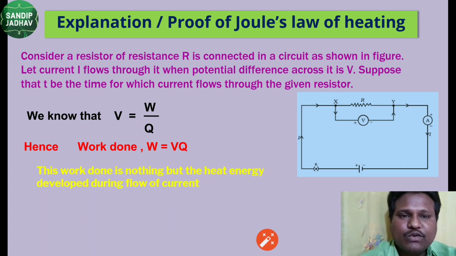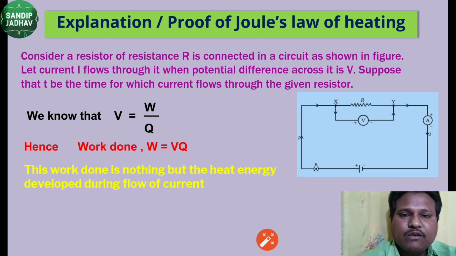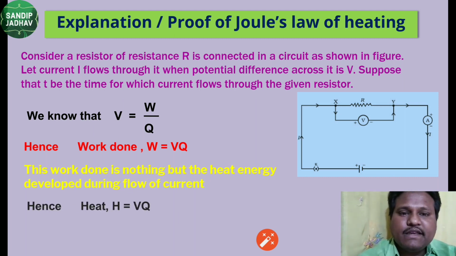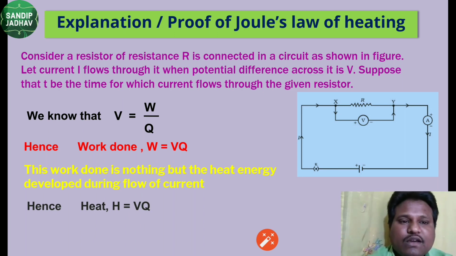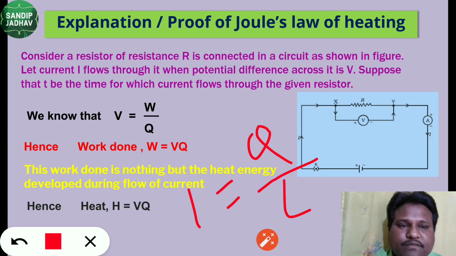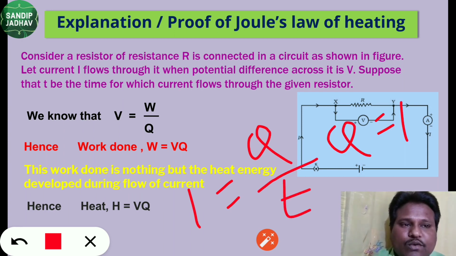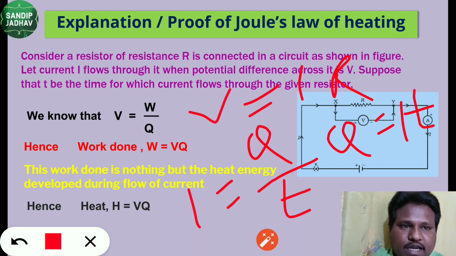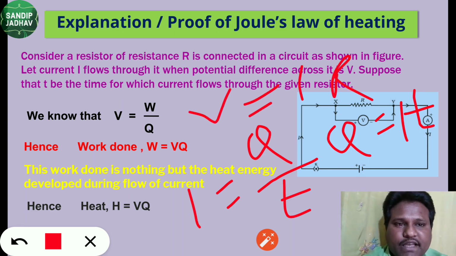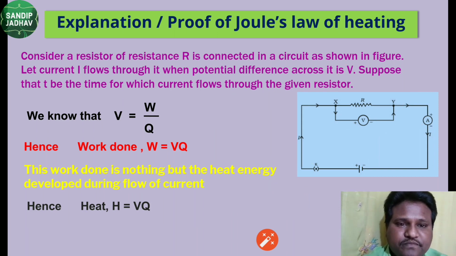Work done is equal to VQ, and this work done is nothing but the heat energy developed during the flow of current. So we can write H, that is heat, will be equal to VQ. But again we know Ohm's law, V is equal to IR. So instead of V we can use IR, and we also know the definition of current, I is equal to Q by T. So we can write Q is equal to IT. We can use this, or else we can use V is equal to IR.